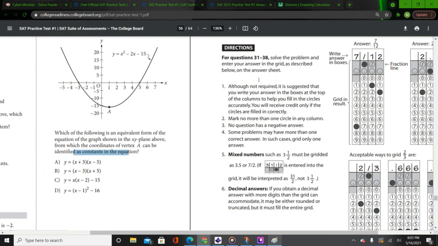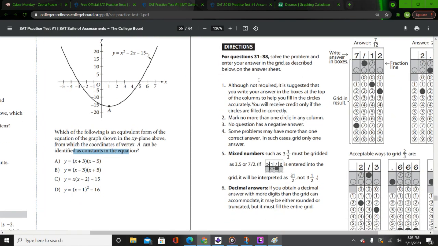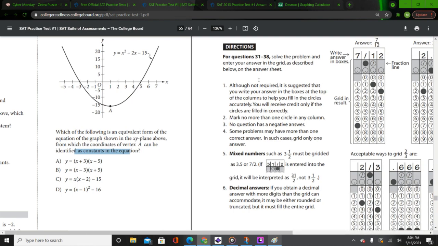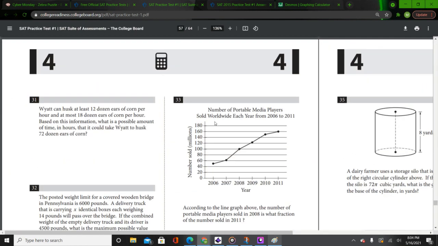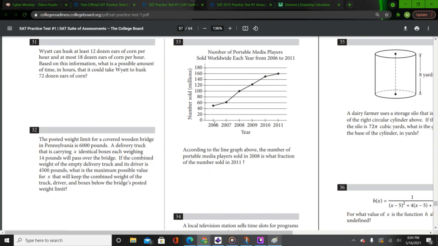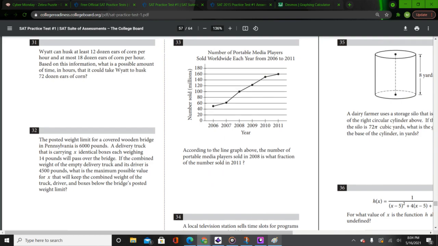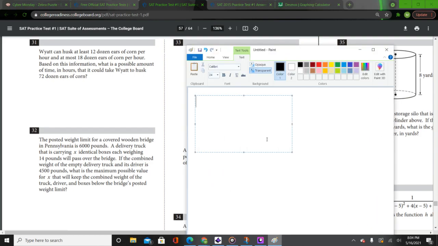All right. Although not required, is this the same jargon we saw earlier for the first part? Wyatt can husk at least 12 dozen ears of corn per hour, and at most 18 ears of corn per hour. All right, so 12 is less than or equal to Wyatt's rate, which is less than or equal to 18. Right, we got that.